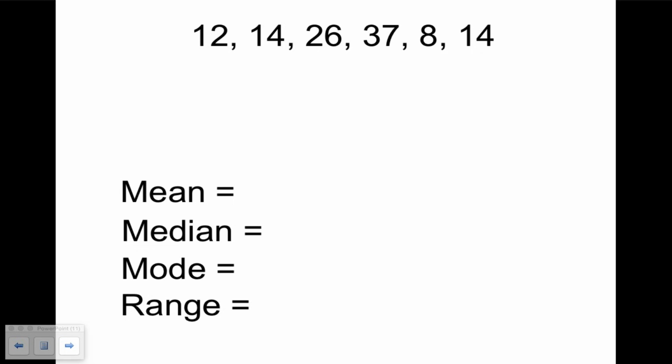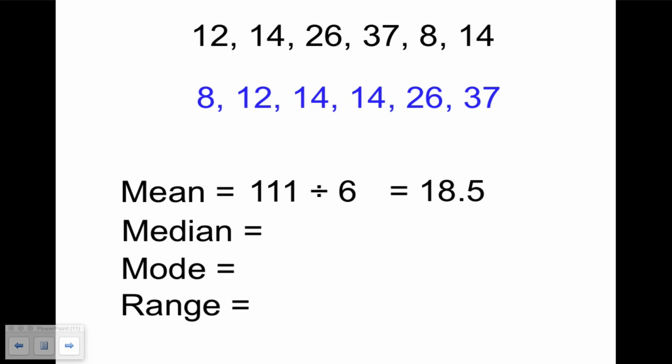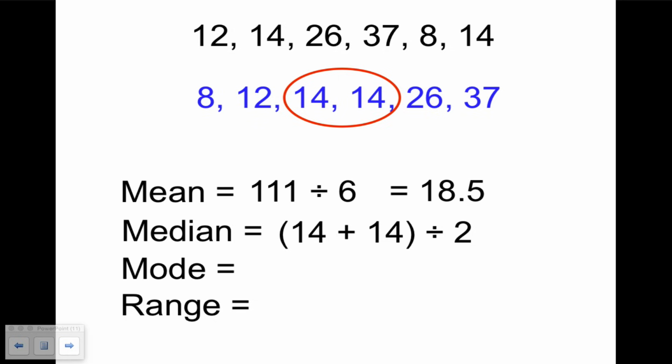Here's a set of data for you to try on your own. I'd like you to find the mean, the median, the mode, and the range. Okay, the mean, we're going to add up the data values and divide. This time we're going to divide by 6 because there are 6 pieces of data. We get 18.5. In order to find the median, we first need to put the data in order from smallest to largest. Then we can find the median. There's 2 data items in the middle, but since they're the same, we don't need to find the average of them. The average of 14 and 14 is 14.